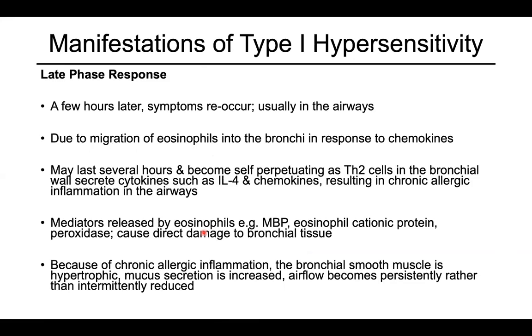The late phase response occurs a few hours later. So the symptoms come back, the ones that had resolved. Usually this occurs in the airways, and it's because of your eosinophils migrating to the airways. So your eosinophil chemotaxis, okay, which is guided by the cytokines that are produced. And these are the ones that are responsible for chronic inflammation in the airways. And the eosinophils, they come to the airways, they release their mediators, which also cause tissue damage. And that's how you end up with the pathology that occurs in the airways.